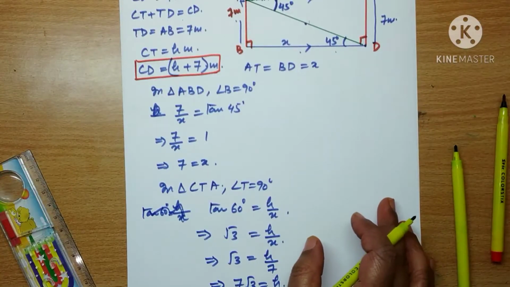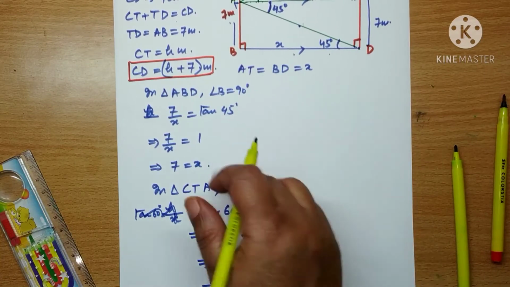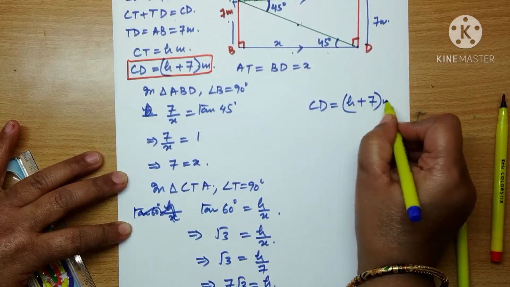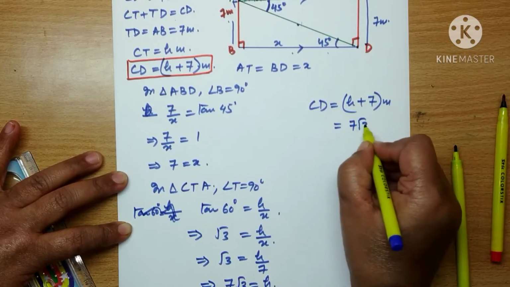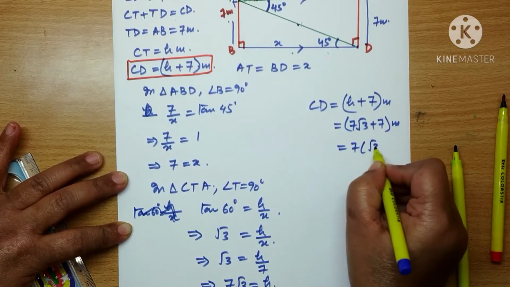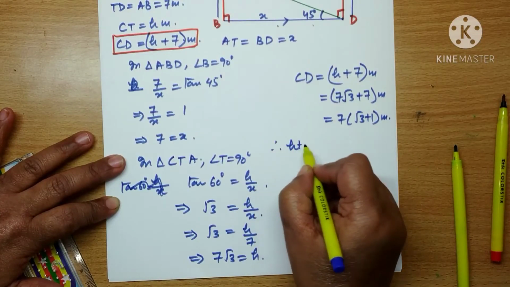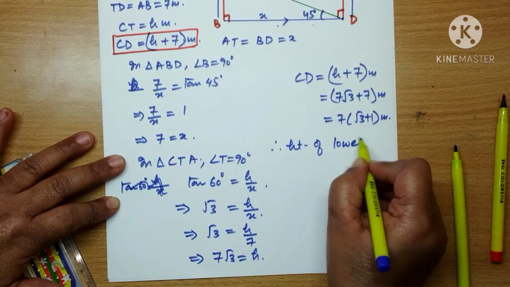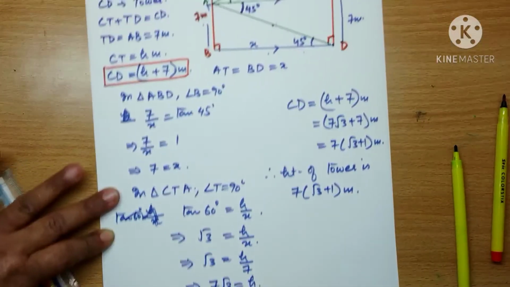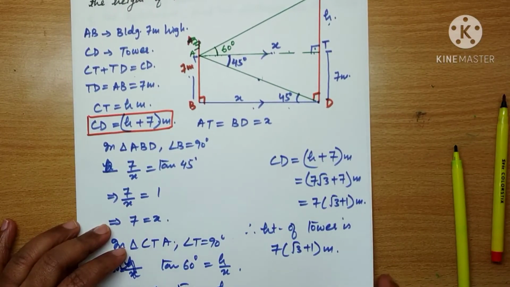So height of the tower comes out to be, CD is the height of tower, CD is H plus 7. So I have 7 root 3 plus 7. So I can take 7 common, root 3 plus 1. We had to find the height of tower. Therefore, height of tower is 7 times root 3 plus 1 meters. Since root 3 value is not given, we will not substitute. We'll leave the answer in this form.